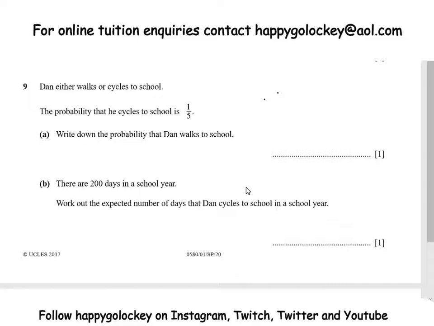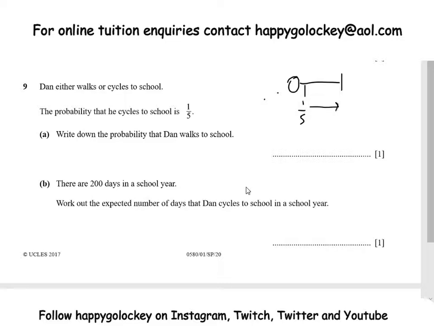Okay guys, the first thing we need to be aware of is the probability scale. The scale goes from 0, being no chance at all of something happening, up to 1, being certain it has to happen. The probability that he cycles to school is 1/5, so a 1 out of 5 chance, about there. If the whole probability adds up to 1, then the probability that he walks to school, bearing in mind that he can either cycle or walk to school and that's it, will be the rest of this space.